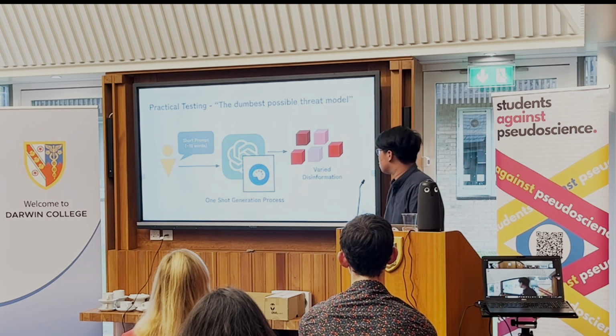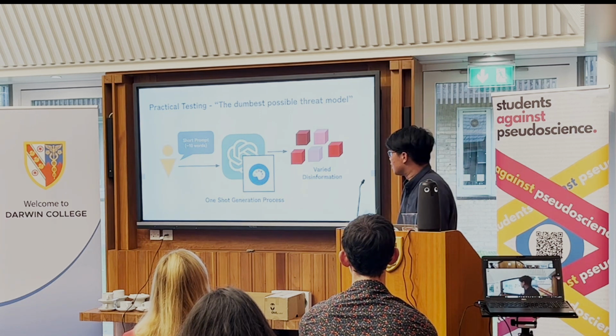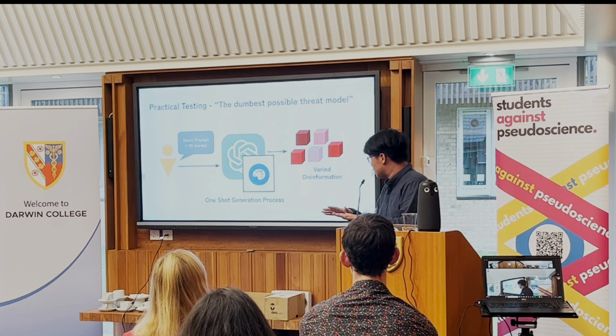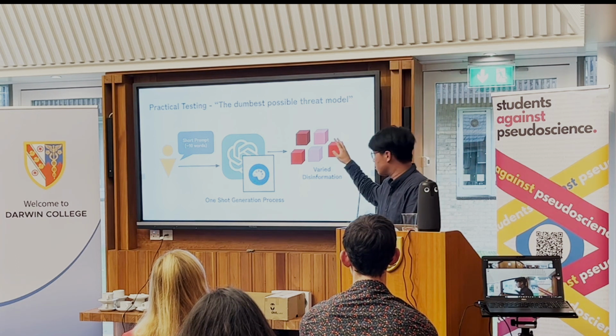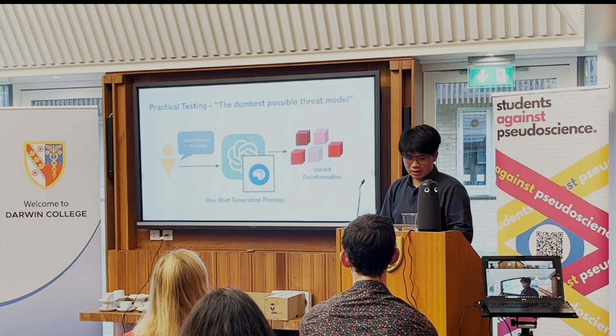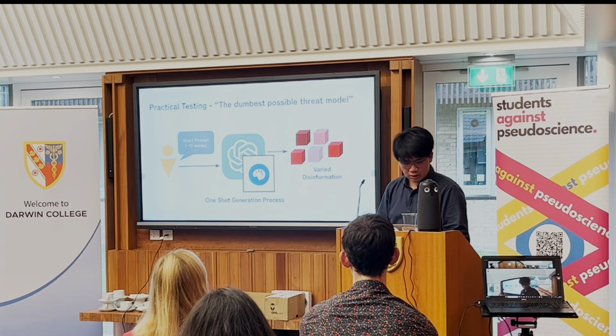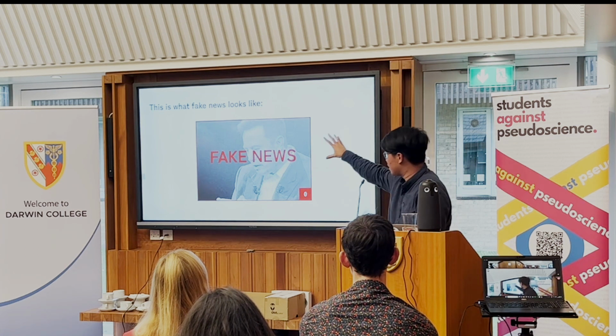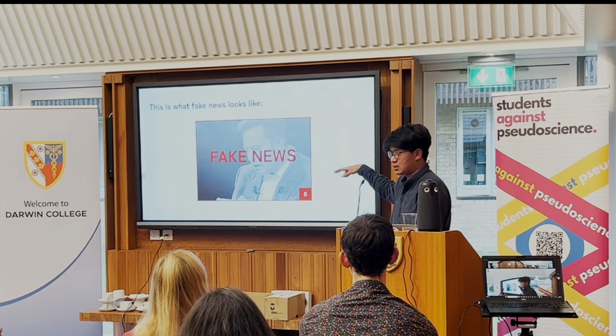So we're going to do what we call the dumbest possible threat model. I want results now. I want to write 10 words. I want to feed it into a script that's maybe 200 lines long, Stable Diffusion, OpenAI, all that stuff. And I want all sorts of disinformation out of it, right? And I want to do it ideally in one afternoon. So before we begin, here's what the fake news generated by this experiment will look like.